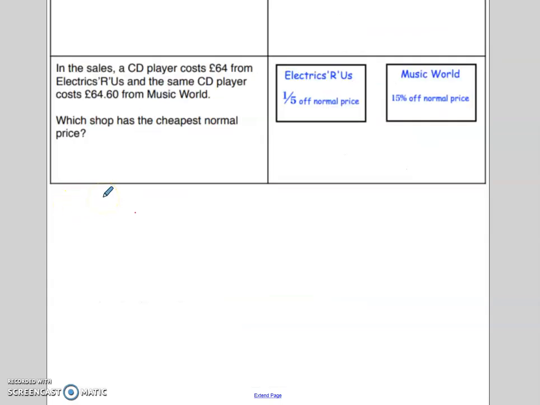So with this question, it's asking you which shop has the cheapest normal price. Okay, so it's telling you in the sales, a CD player costs £64 from Electrics R Us, and the same CD player costs £64.60 from Music World. Okay, so which shop has the cheapest normal price? So we want to find the original amount. Okay, so if we do Electrics R Us over here and Music World over here, so I'm going to use either side of the page.